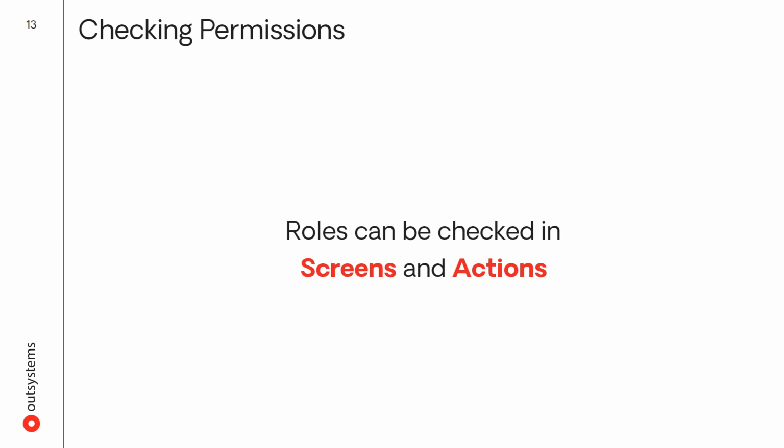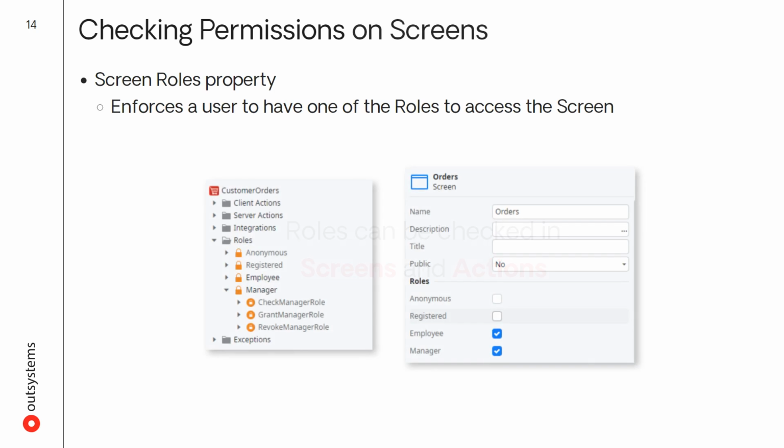We already know how to assign roles to users, so that they have the permissions to do whatever the role allows them to do. However, how do we define those permissions? How do we check if a user can perform a task? Well, roles can be checked in screens and actions. There's a Roles property in every screen. That property has a set of checkboxes, one per role, that we can tick or untick to allow or restrict access of a certain role to that particular screen.